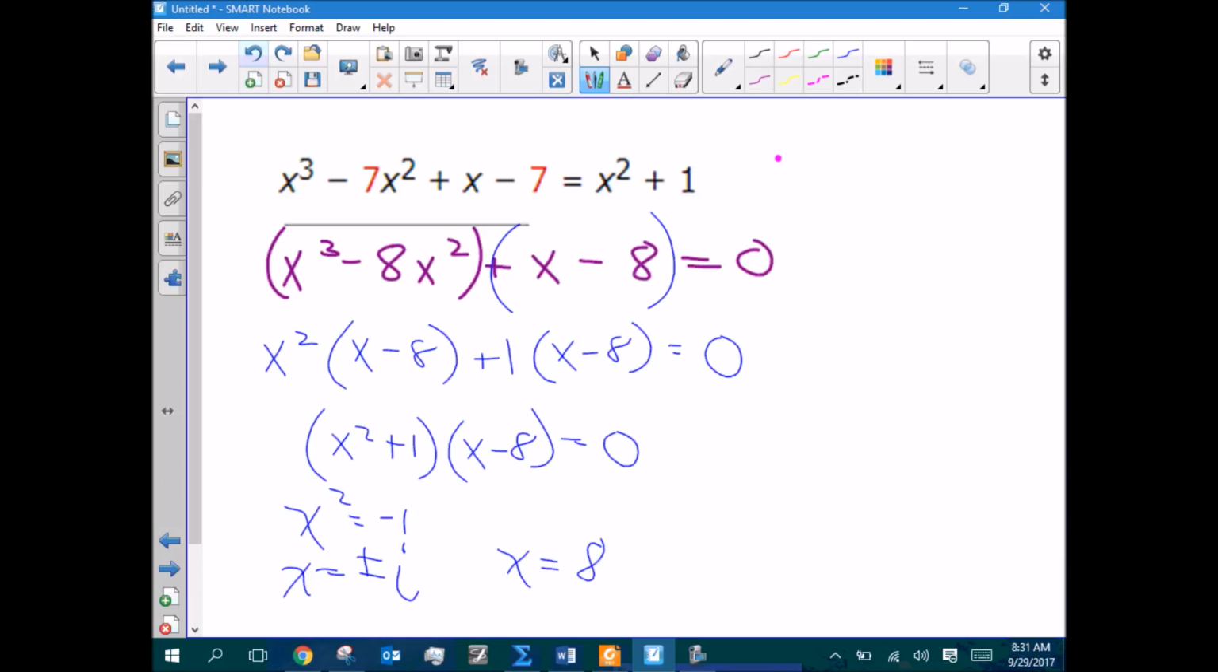The only thing here is, what did the directions say? Type in all what? Real solutions. Which one up there is real? 8. Okay.